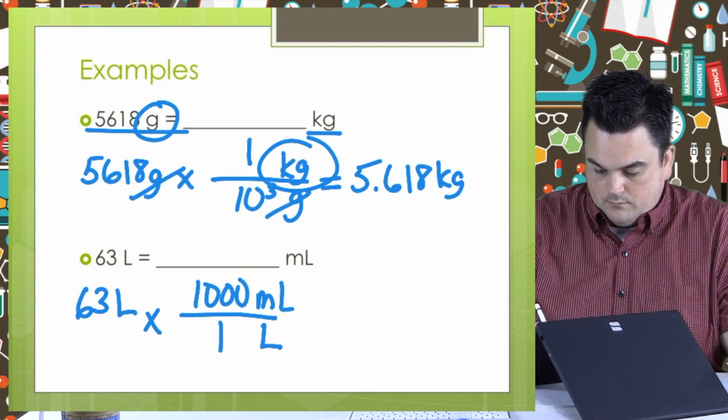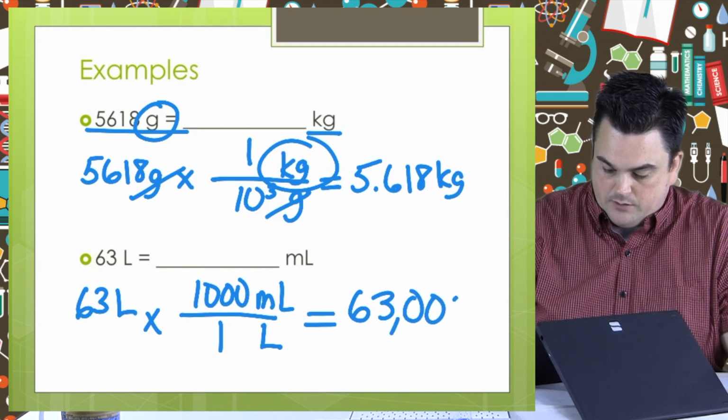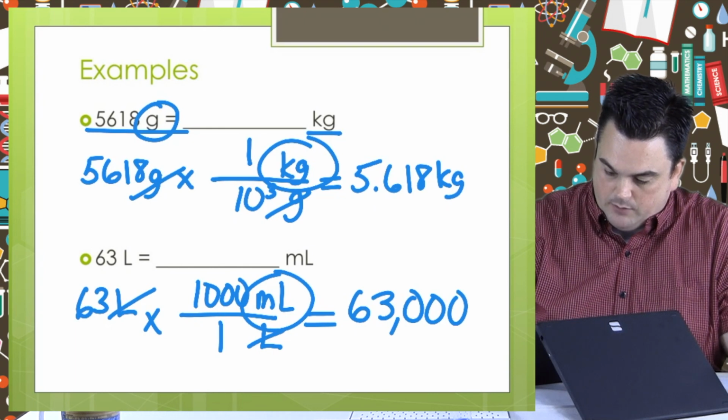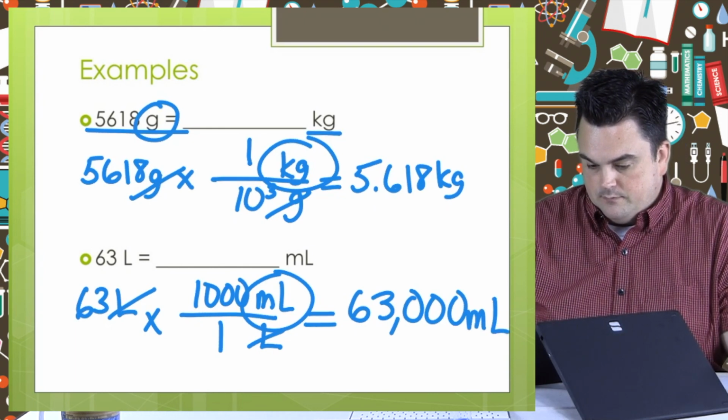All right, we're going to multiply any numbers on top, divide any on the bottom. I get 63,000. My liters cancel out. I'm left with milliliters. 63,000 milliliters. Again, reasonable number. This time we have a much bigger number in milliliters as compared to the original liters.